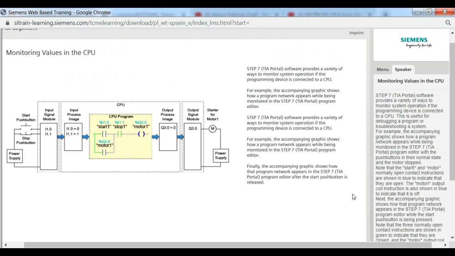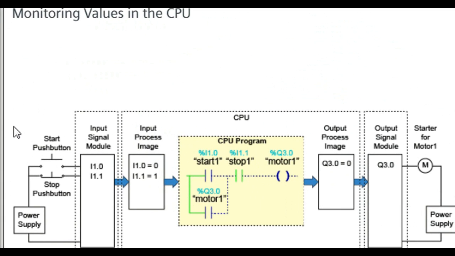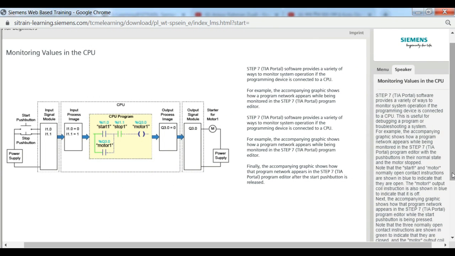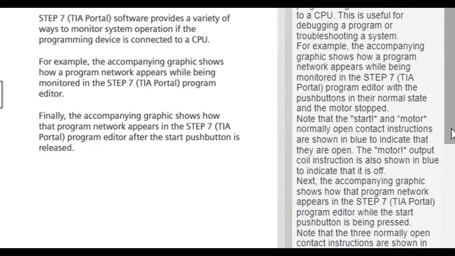Step 7 TIA Portal software provides a variety of ways to monitor system operation if the programming device is connected to a CPU. This is useful for debugging a program or troubleshooting a system. For example, the accompanying graphic shows how a program network appears while being monitored in the Step 7 TIA Portal program editor with the push buttons in their normal state and the motor stopped. Note that the Start 1 and Motor 1 normally open contact instructions are shown in blue to indicate that they are open. The Motor 1 output coil instruction is also shown in blue to indicate that it is off.